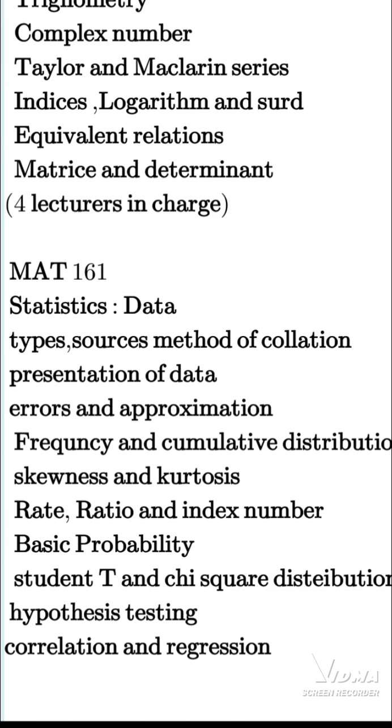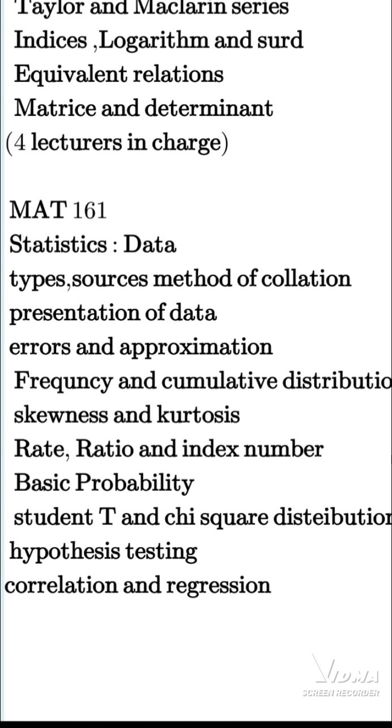Then for Math 161, Math 161 covers just two topics, and the two topics are split into two parts. That's statistics and probability. So you start statistics from scratch, whereby you talk about data, inferential statistics and descriptive statistics, and every single thing you have. So your secondary school knowledge is highly needed in this case. Then we talk about types, sources, methods of collation, the presentation of data, error and approximation.